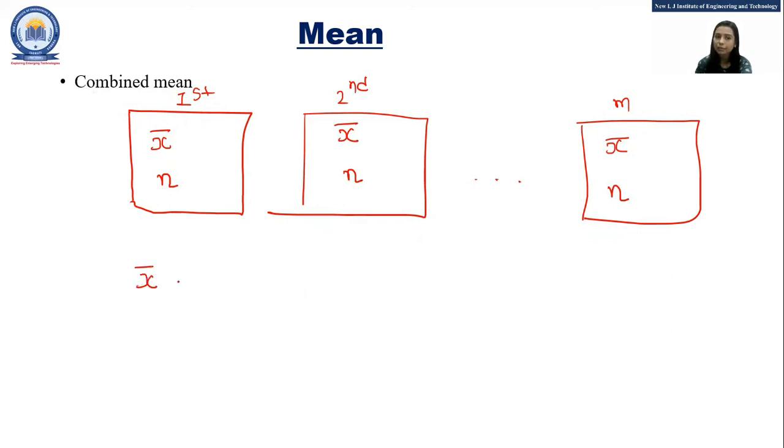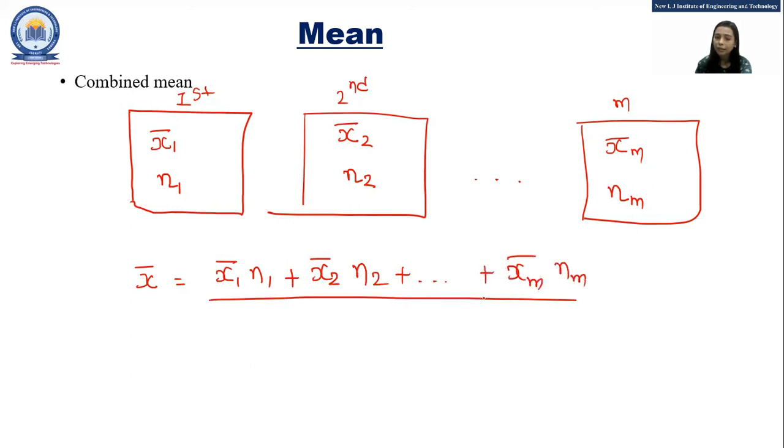Now, if you want to find the mean of all these groups, that is the combined mean. It is given by x bar equal to x1 bar n1 plus x2 bar n2 and so on up to xm bar nm, divided by n1 plus n2 up to the number of elements in the m-th group. So this is the combined mean method. When can we use this combined mean method?